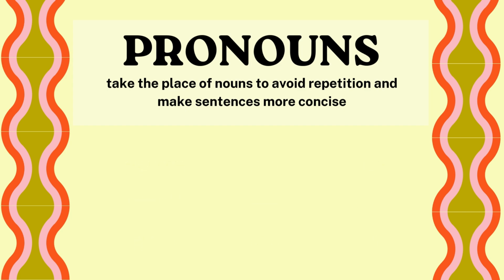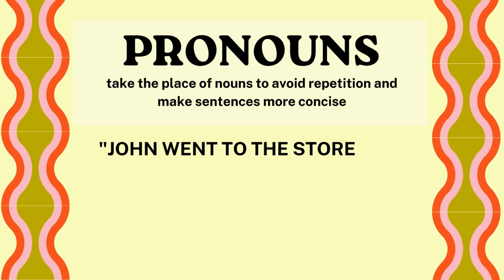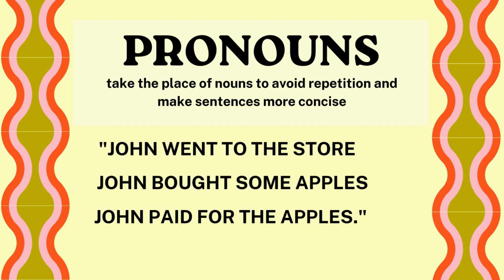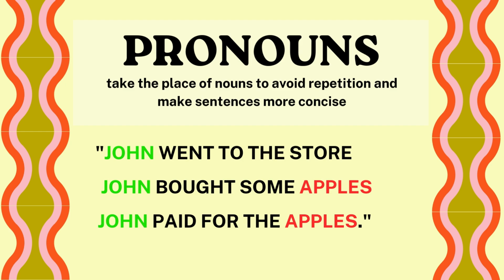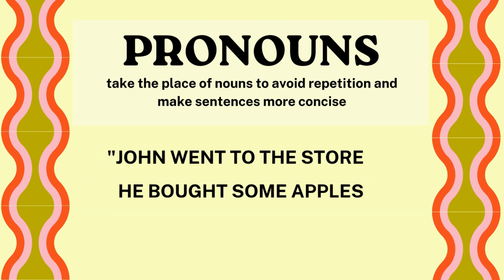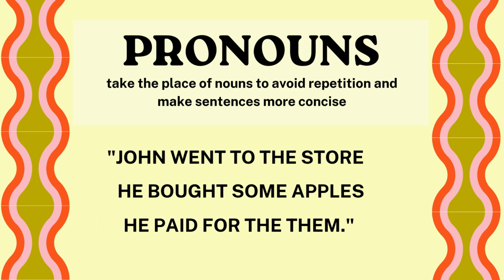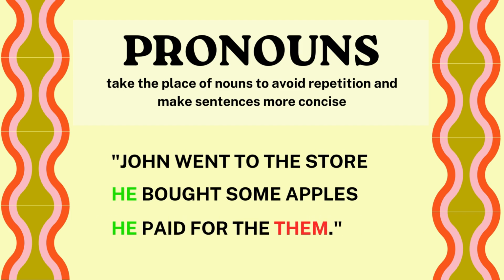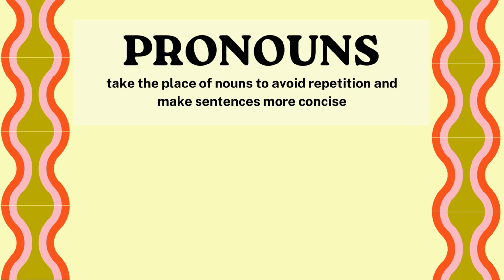For example, consider the sentences: John went to the store, John bought some apples, John paid for the apples. These sentences are correct, but the repeated use of John and apples can make them sound repetitive and cumbersome. By using pronouns, we can simplify the sentences like this: John went to the store, he bought some apples, he paid for them. These pronouns, he and them, refer back to John and apples, making the sentences more concise and easier to follow.